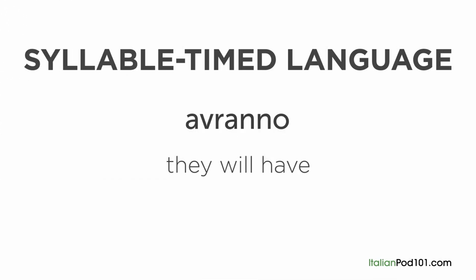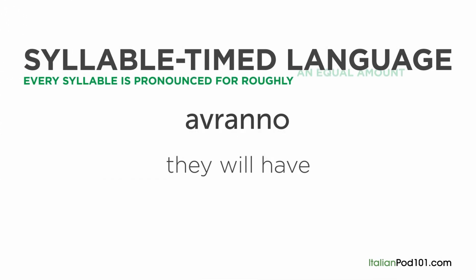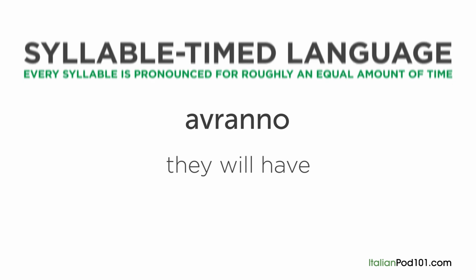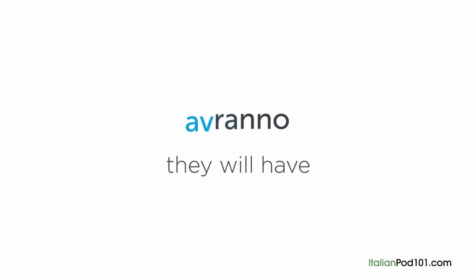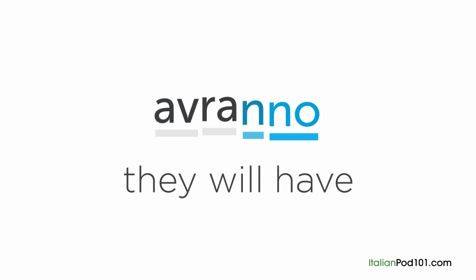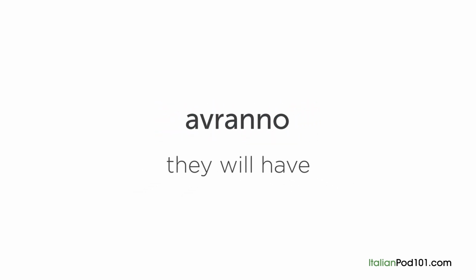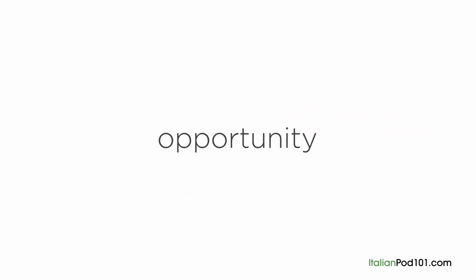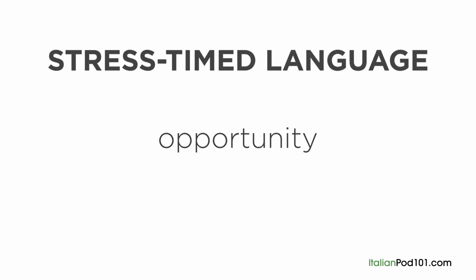Italian is what is called a syllable-timed language. What this simply means is that every syllable is pronounced for roughly an equal amount of time. Avranno. Notice how each syllable is pronounced for roughly the same amount of time? The first N is held for roughly the same amount of time as all the other syllables. Avranno. English, on the other hand, is a stress-timed language.